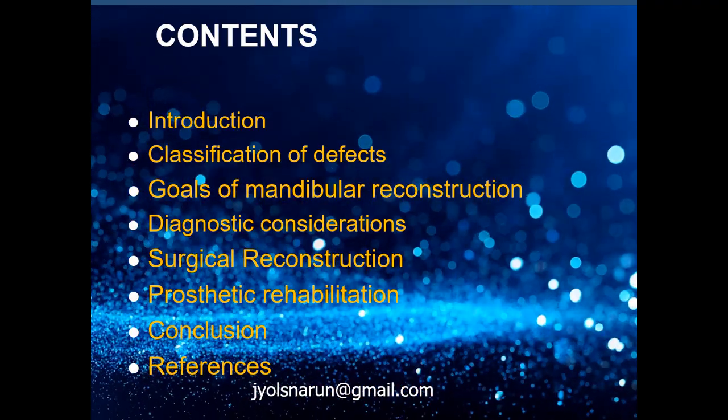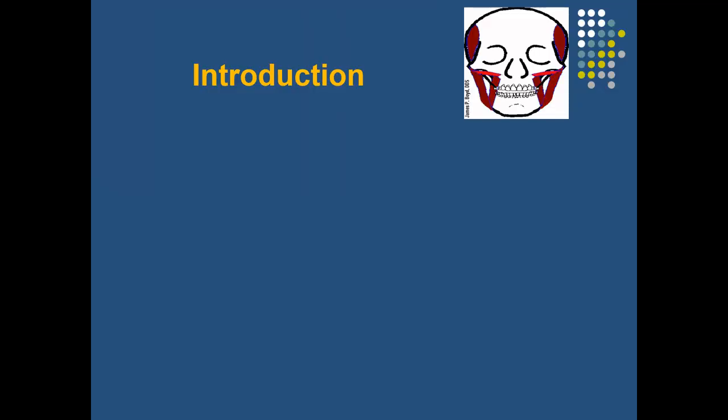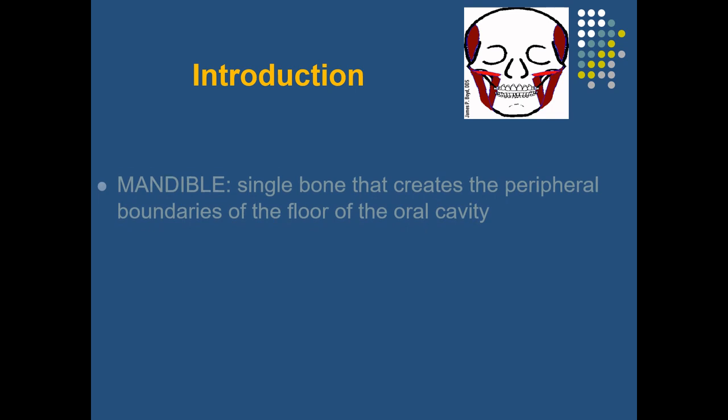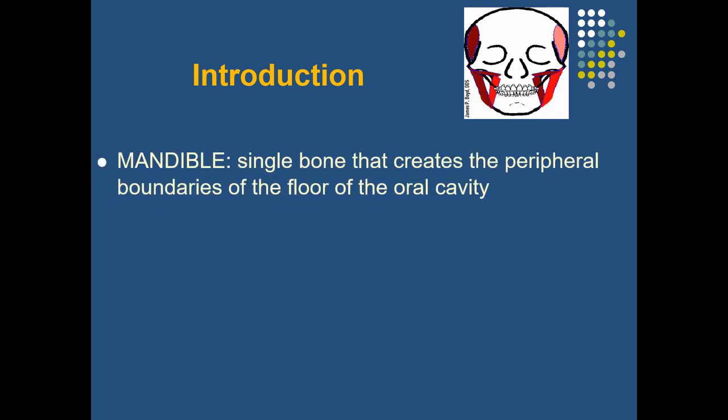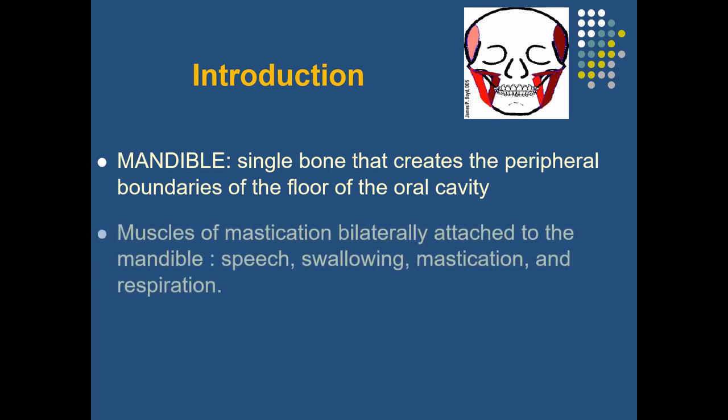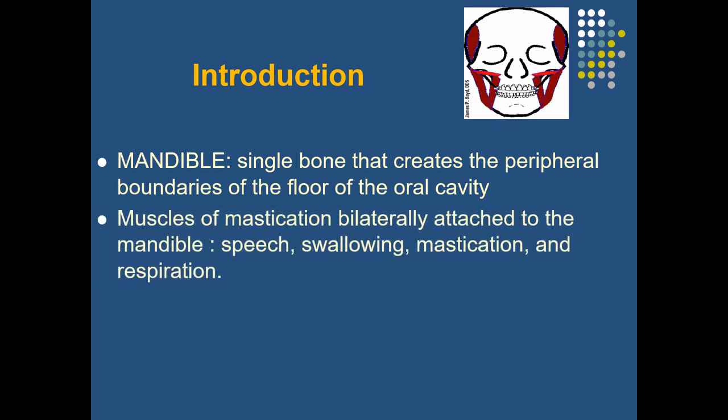So, let's get into the details. To the introduction. So we know that mandible is a single bone that creates the peripheral boundaries of the floor of the oral cavity, and the muscles of mastication are bilaterally attached to the mandible to generate a variety of complex mandibular movements useful in speech, swallowing, mastication, respiration, etc.